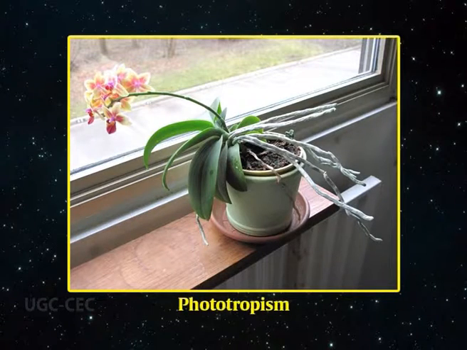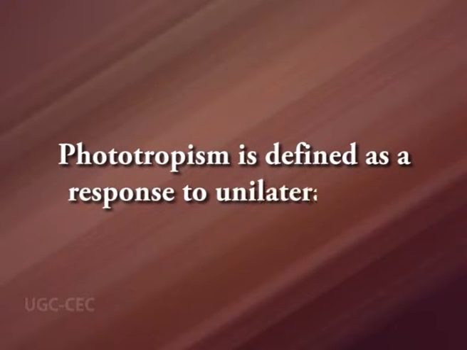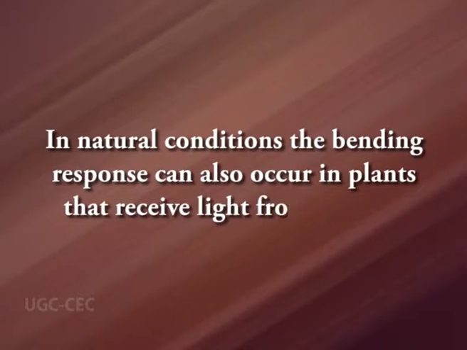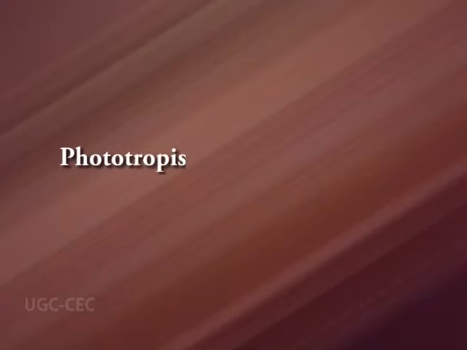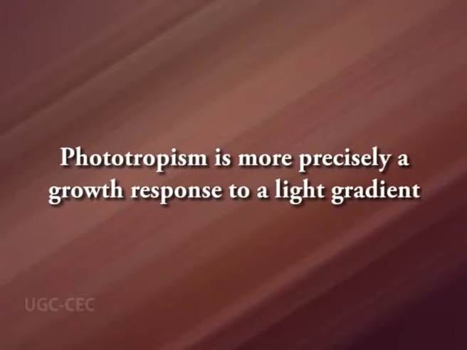Phototropism. One of the commonly observed examples of phototropism is the bending of indoor house plants towards the light source from an open window. Phototropism is often defined as a response to unilateral light. However, in natural conditions, the bending response can also occur in plants that receive light from all the sides. In such cases, it is the unequal distribution of flux rate on different sides that makes a light gradient. Therefore, phototropism is more precisely a growth response to a light gradient.